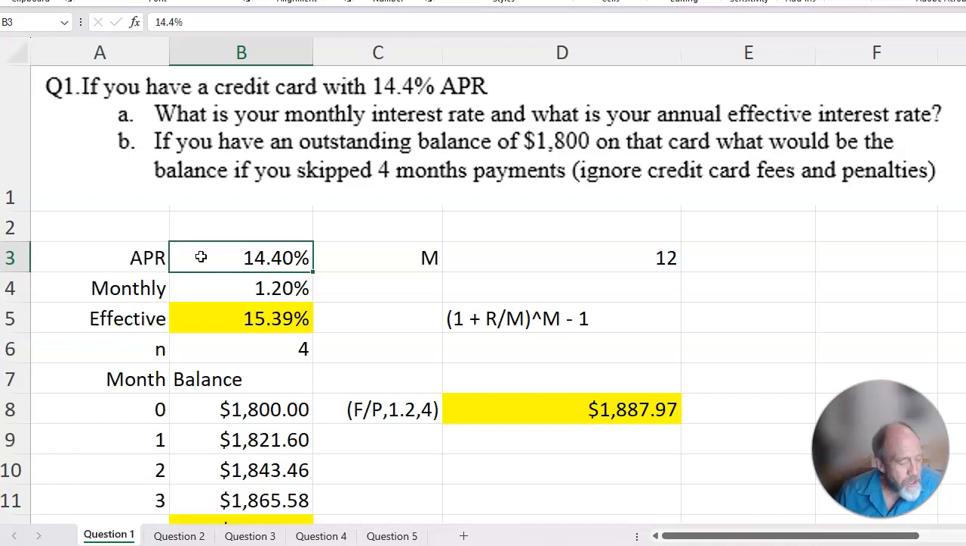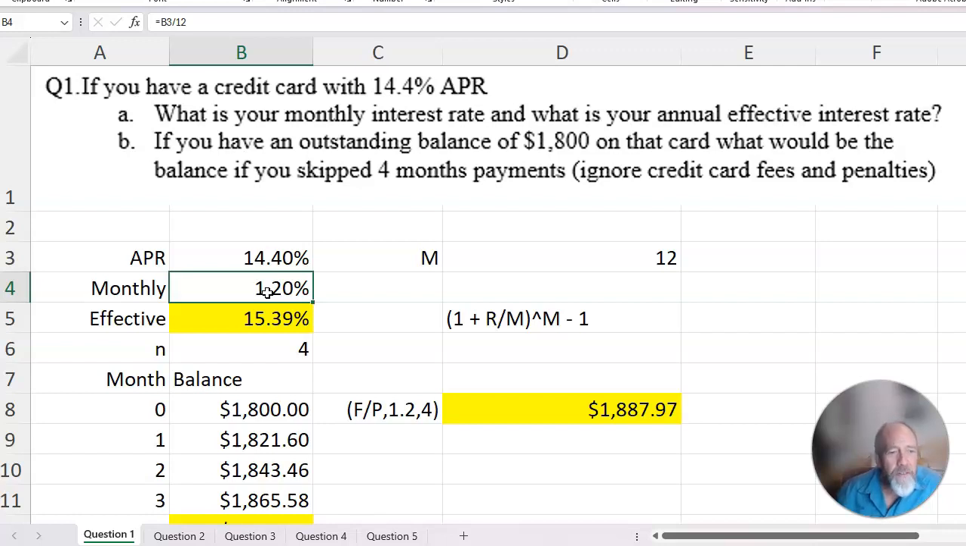And we're working on, let's see, what are we working on today? Module 6. Some of those calculations you get to do with Module 6. First one, credit card, 14.4% APR. First calculation, what is your monthly interest rate? Well, that's pretty easy. It's APR divided by 12, the monthly interest rate. 12 months in a year, not that hard.